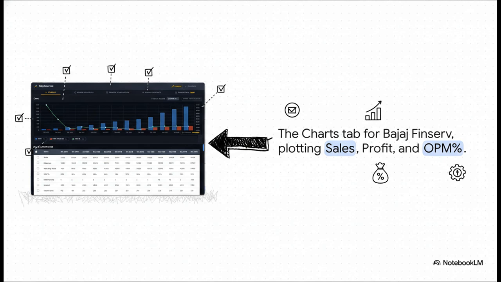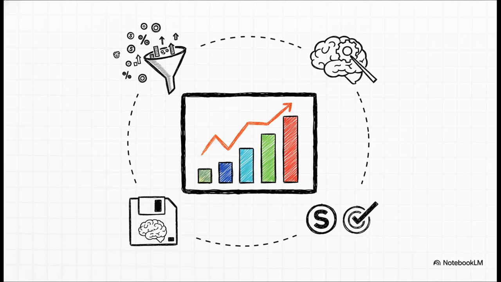above the table. And this thing is packed with some seriously powerful features. You can plot up to 10 different metrics at the same time. The tool is also super smart. It automatically uses bar charts for things like sales and line charts for percentages, like operating profit margin. But the best part, it remembers what you picked. So if you always like to compare, say, sales, borrowings, and ROCE, it'll automatically plot those for the next company you look at. That saves a ton of clicks.